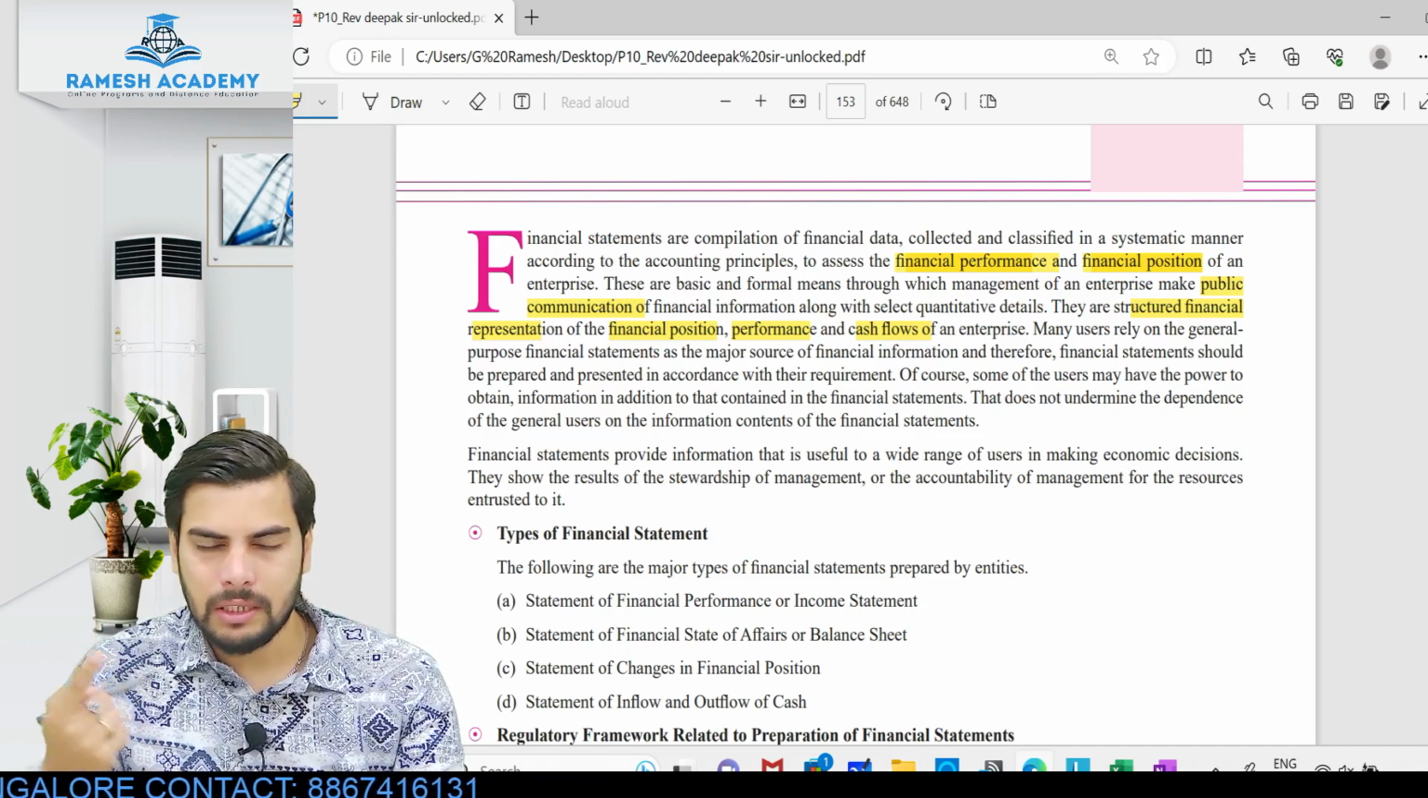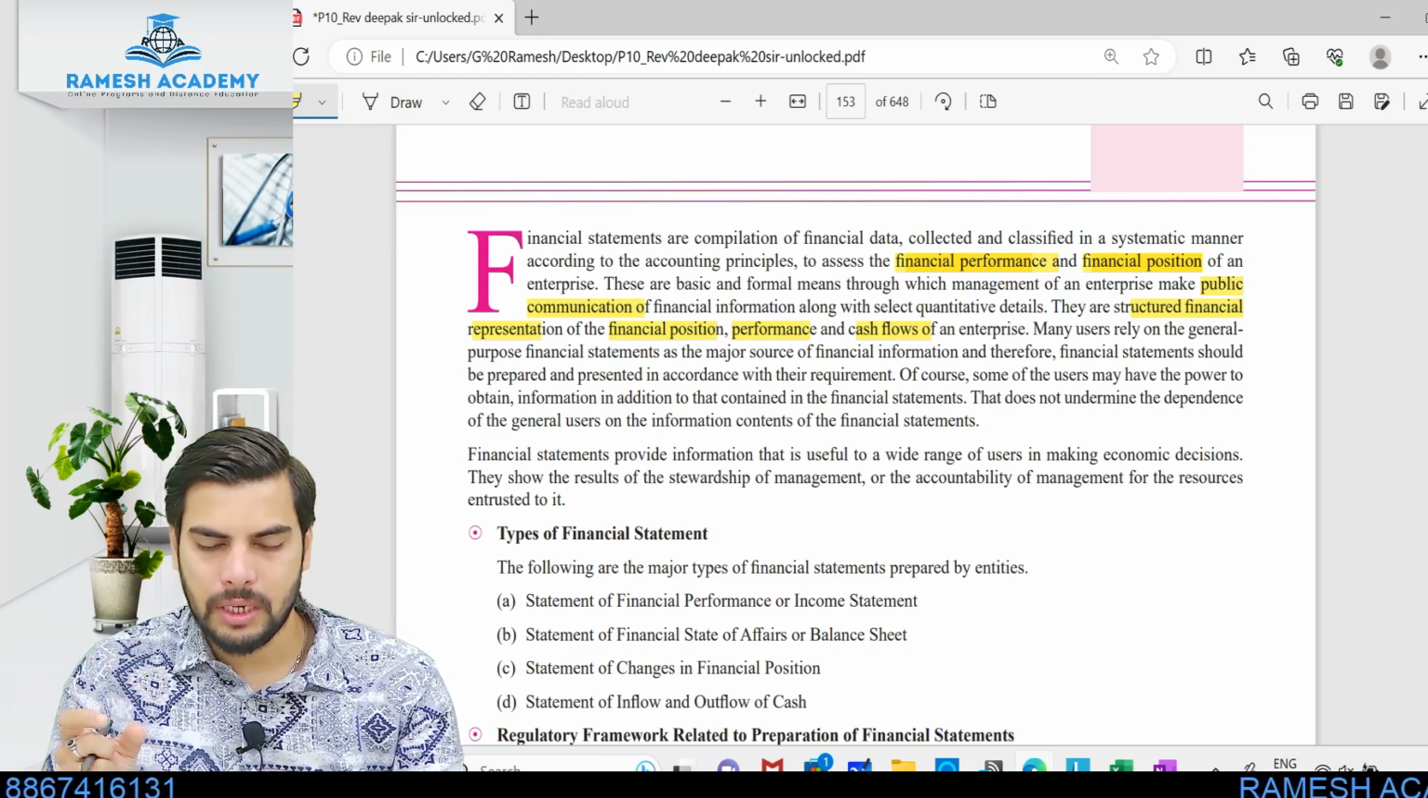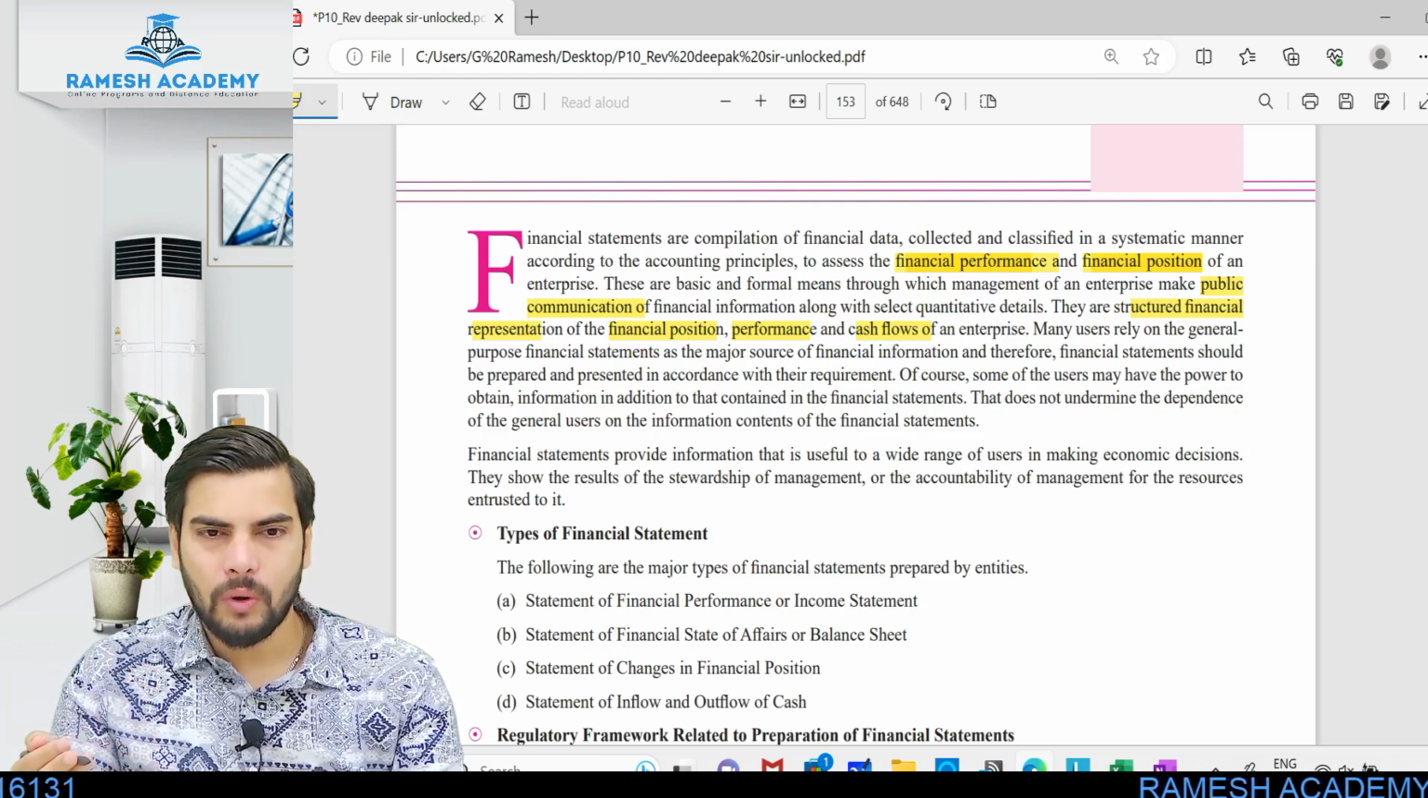Financial performance, that is nothing but the profit or loss made by the business entity. Financial position, that is nothing but the values of assets and liabilities of the business entity. And finally, the cash flow of the enterprise.